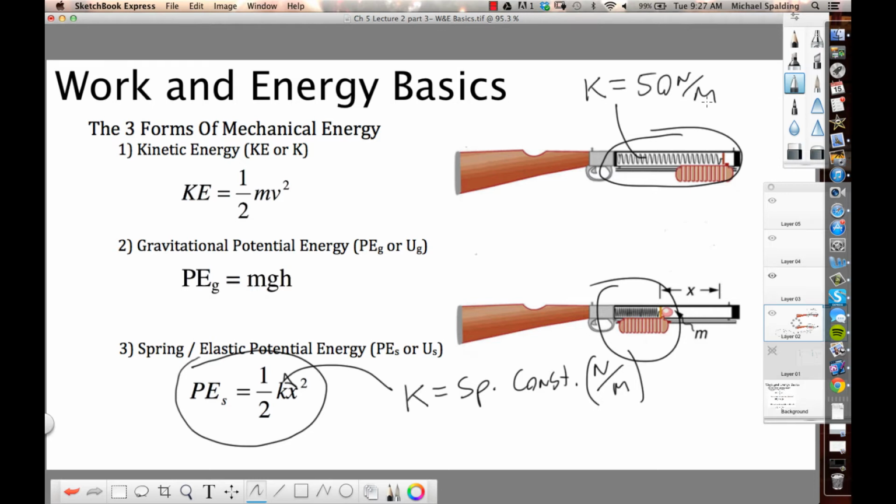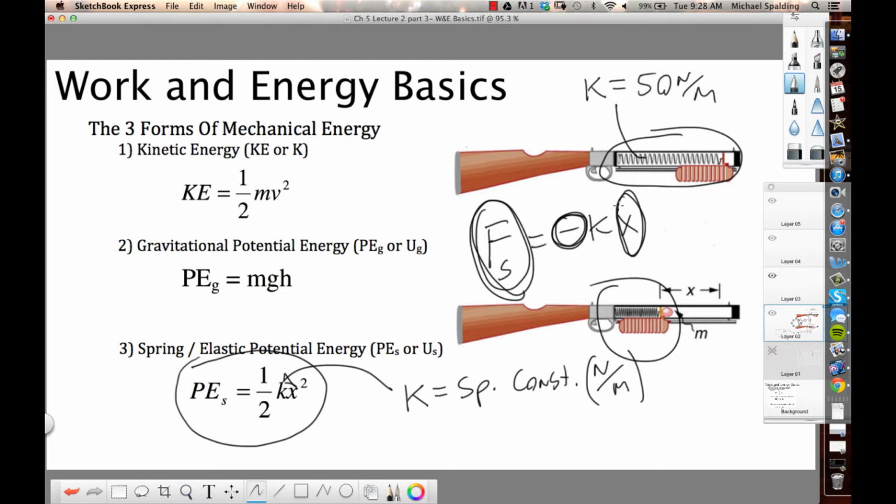And by the way, that's whose law? Hooke's law. Force of spring equals negative kx, where x is displacement. Hey, what's that negative all about? Well, the negative is simply saying the force of the spring will always be opposite the displacement. So if you pull a spring down, the force of the spring is up. If you push a spring up, the force of the spring is down. That's why the negative's there.